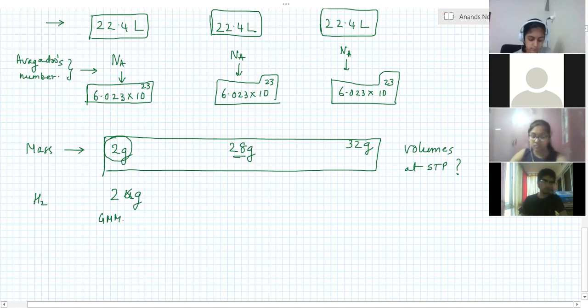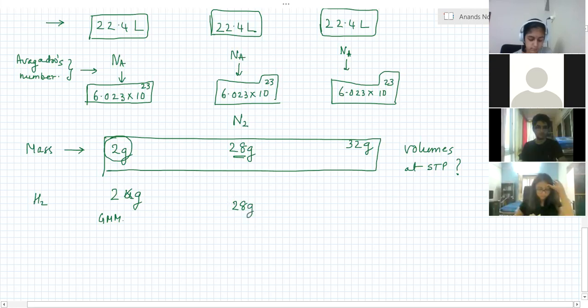Next, how did I get 28? Boss, I am talking about nitrogen. Nitrogen I know is a diatomic gas N2. Nitrogen atomic mass is 14. 14 into 2 is 28. So 28 U, relative atomic mass, molecular mass. Remove the U, replace it with G. So this becomes gram molecular mass or gram molecular weight of nitrogen. And this becomes the gram molecular weight of oxygen. Okay.